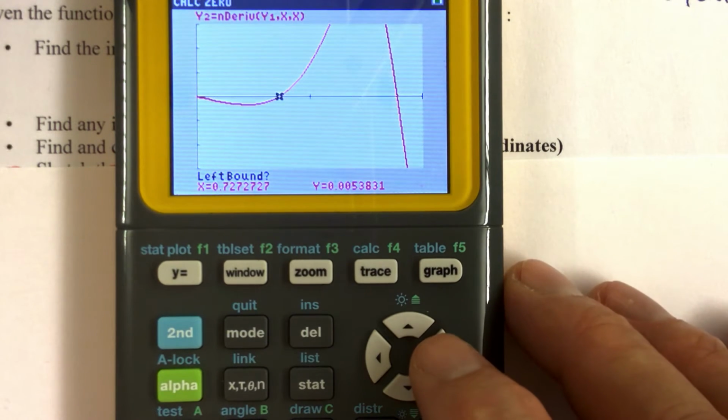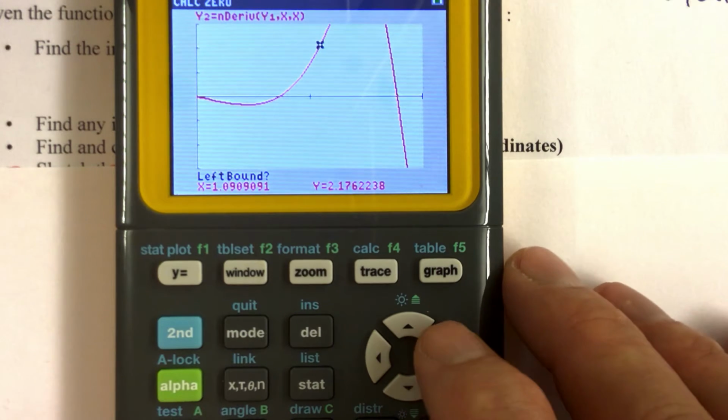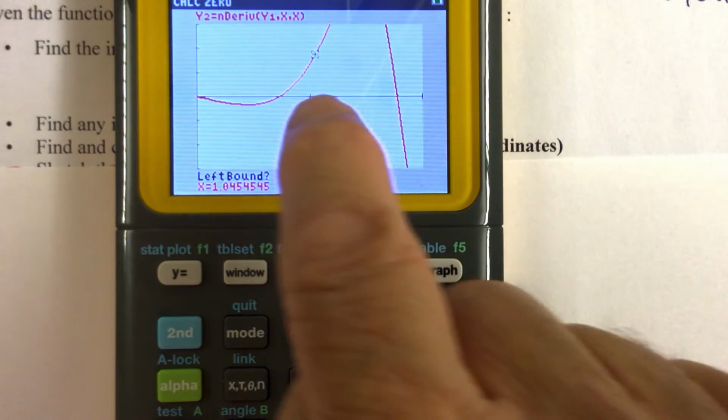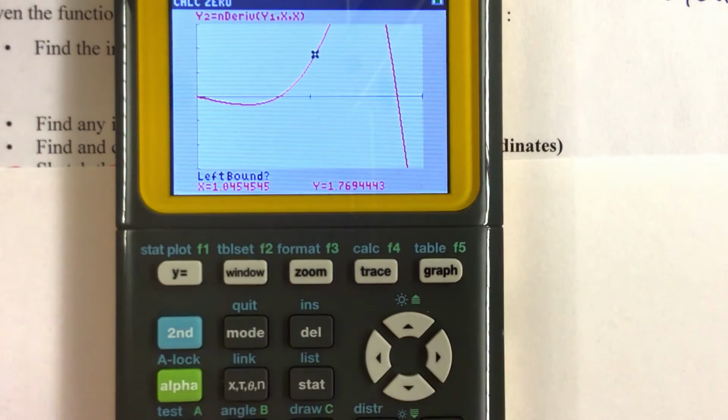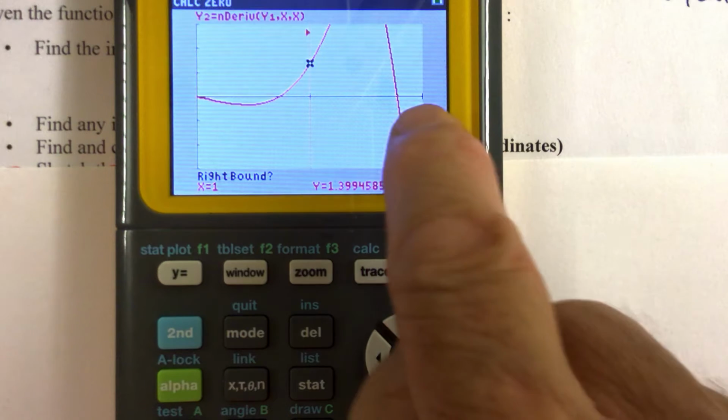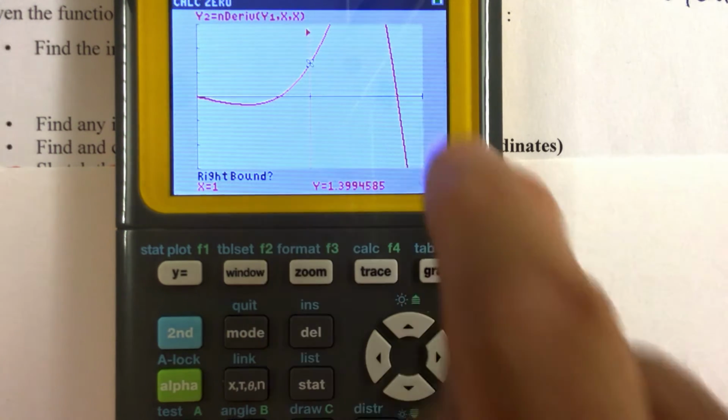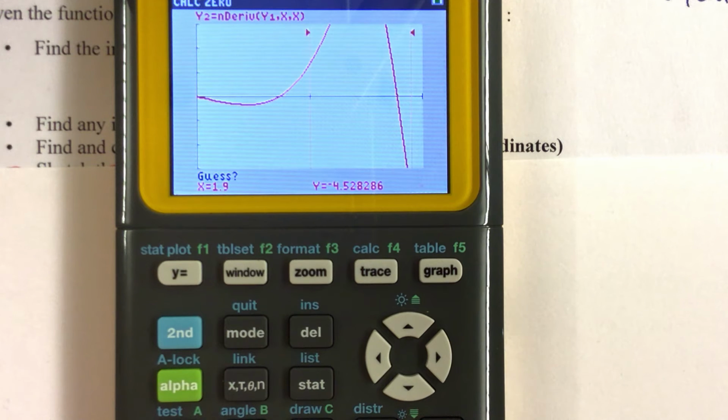Now, I could continue to hit my right arrow to get that cursor over there, or I could remember that my window here goes from 0 to 2, left to right. It's prompting me to indicate a left bound, so I could just type a 1, enter, and it locks in the left bound at x equals 1. Then I know the right side of my screen is 2 units, so I could just do 1.9 for the right bound, and it'll lock it in there. Then for my guess, I could back it up a little bit and type in 1.8, and then it gives me my second x-intercept for f prime.